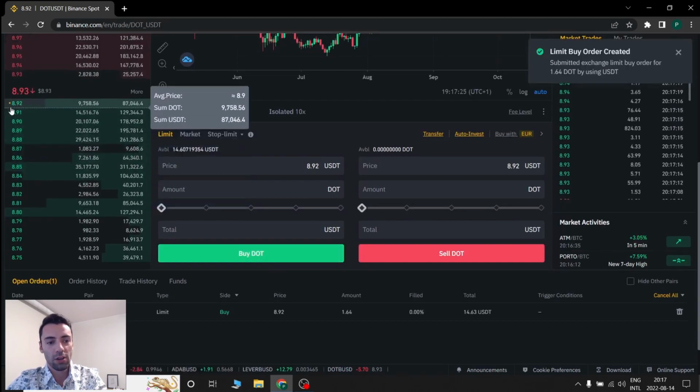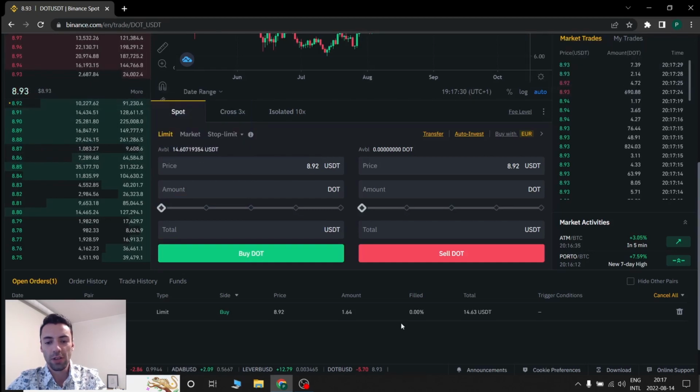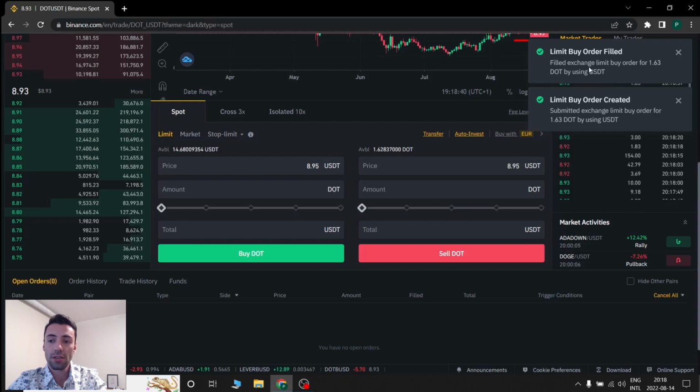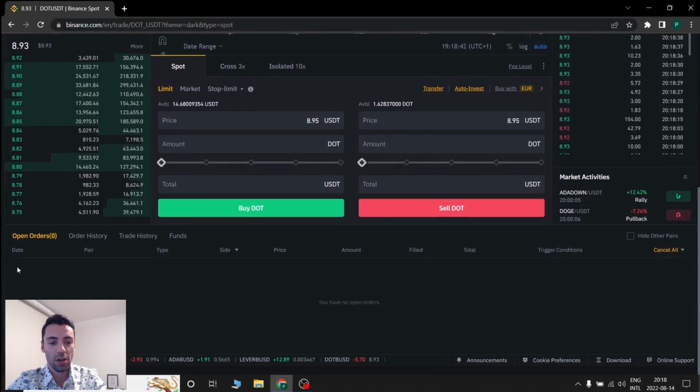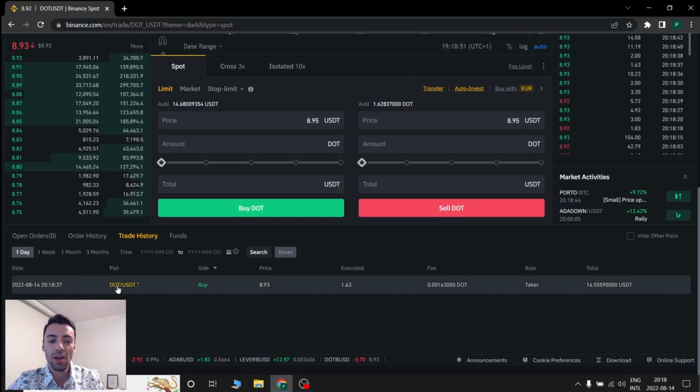So here the yellow dot, as you can see, is our position, and it's going to fill, and yes, the limit buy order filled. First we had an open order here, but now it went to the trade history. We bought this at 8.93, 1.63 amount of Polkadot, and the total was 14.55 USDT. And this is a transaction fee.